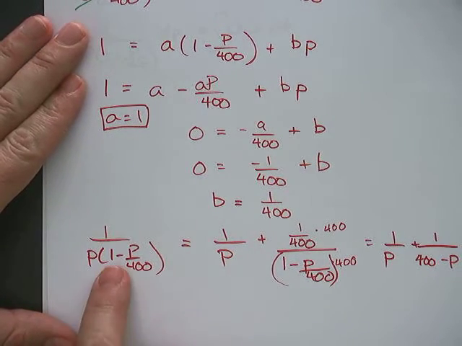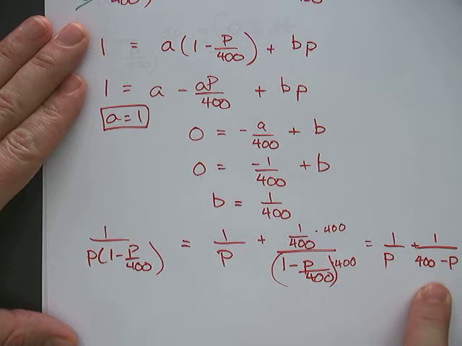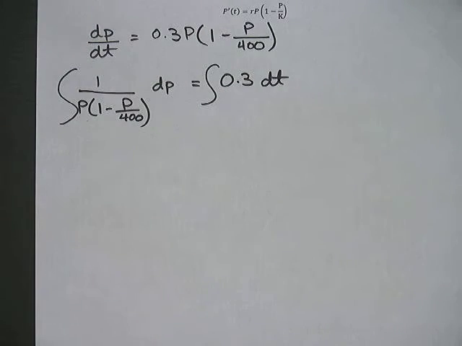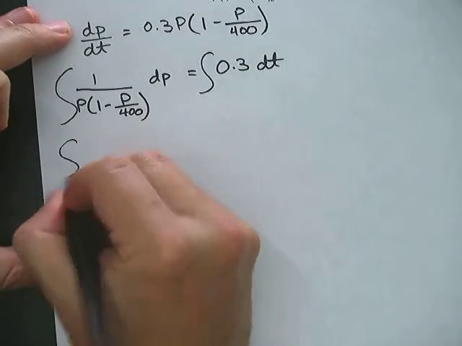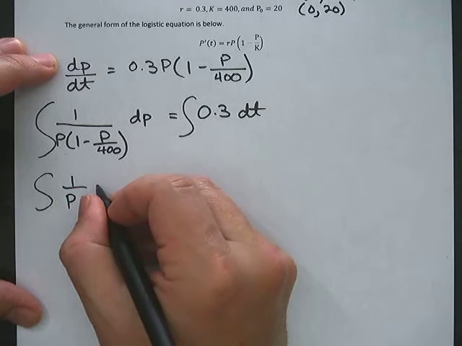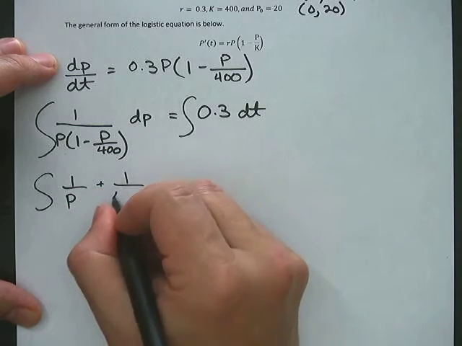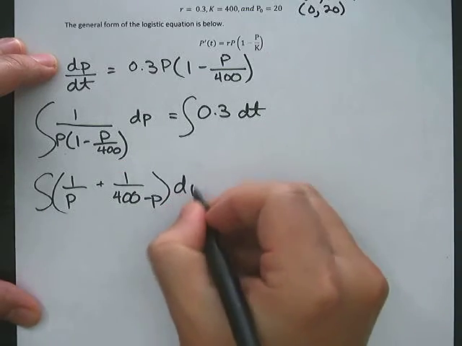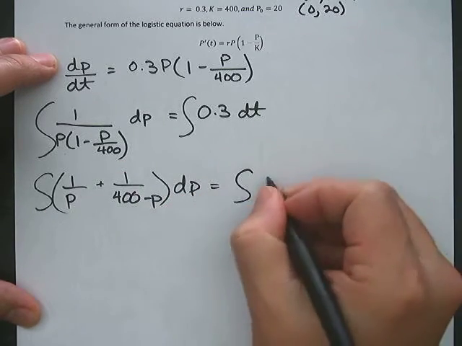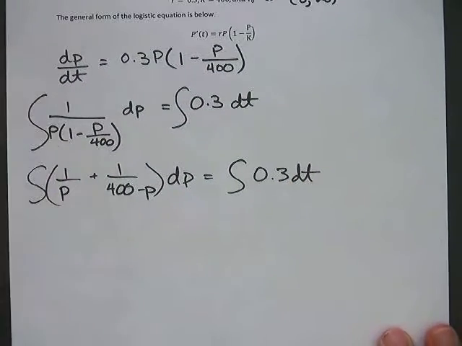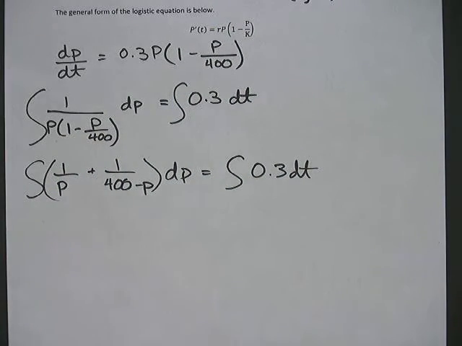Okay, so that's what this turns into, using partial fraction decomposition. That was a little aside, a little reminder on the partial fraction decomposition, but we're going to write this integral as the integral of 1 over p plus 1 over 400 minus p, dp, equals the integral of 0.3 dt.